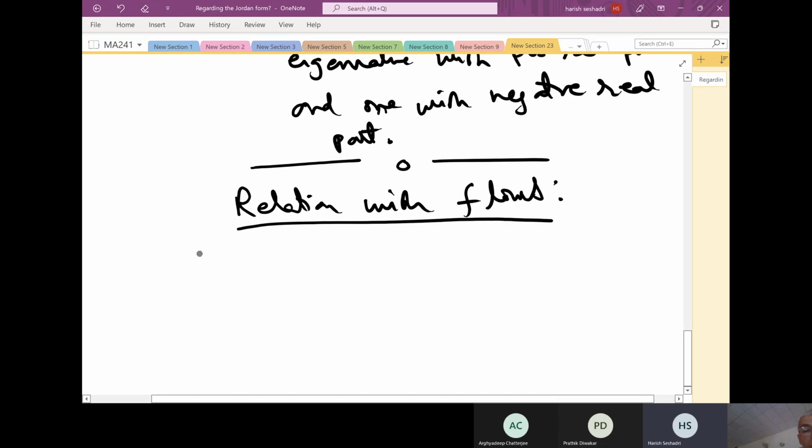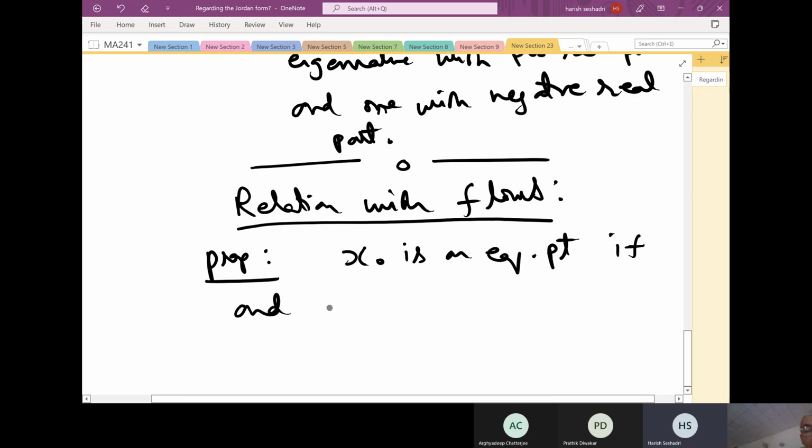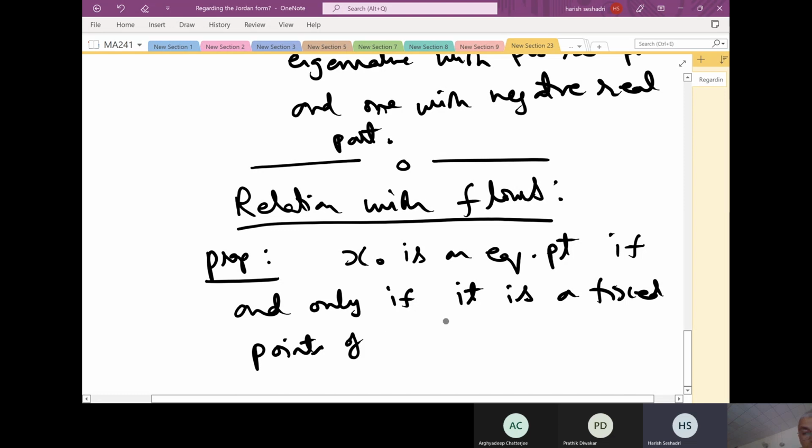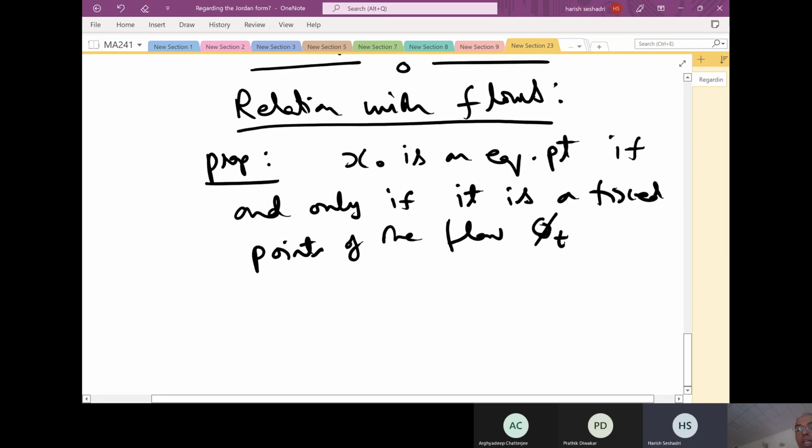Relation with flows. So here's a small proposition. x naught is an equilibrium point if and only if it is a fixed point of the flow phi t, i.e. phi t of x naught equals x naught for all t in R.